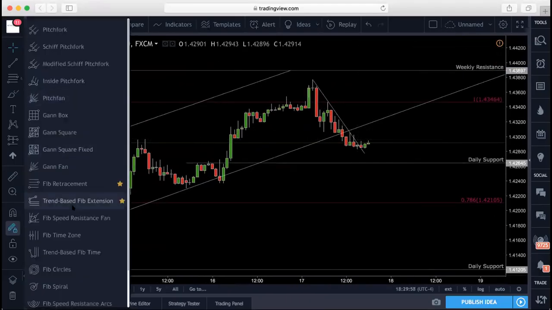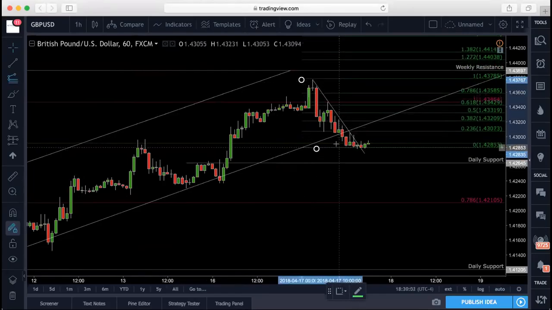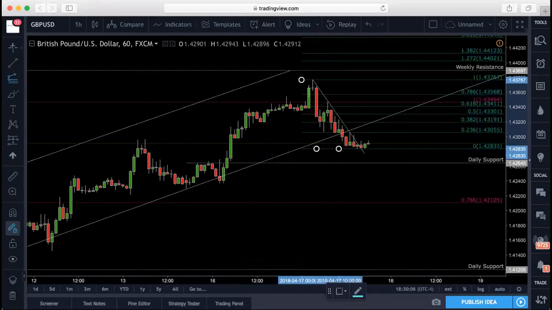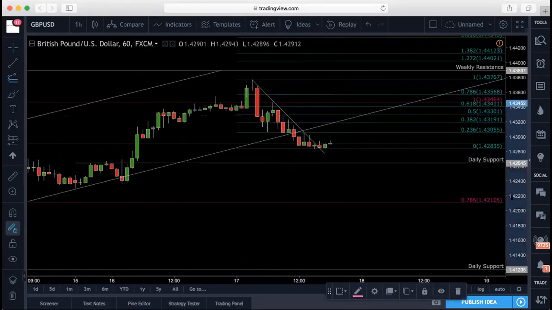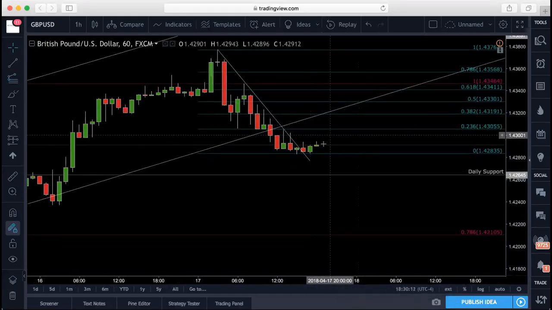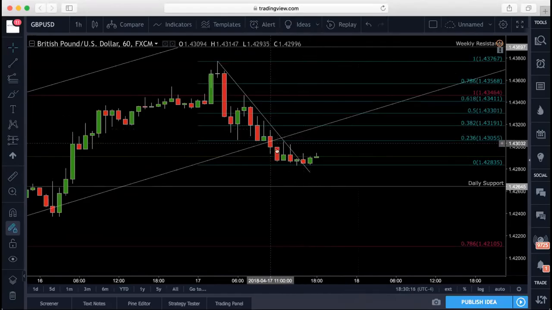If we pull fibs from high to high, I'll change the color for you guys real quick. Be looking to take the trade above the 23.6, guys. If we do take a break back above the 23.6 or 38.2, because if we break back above the 38.2, this is a false break on the trend.